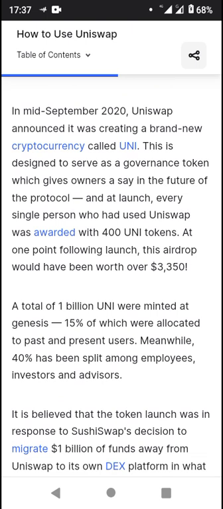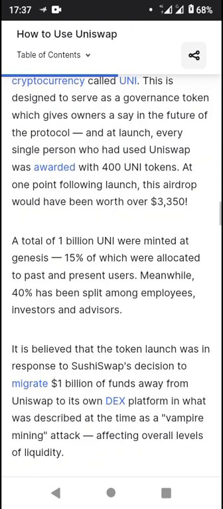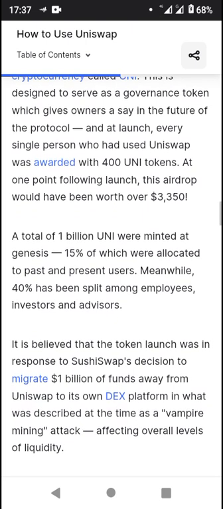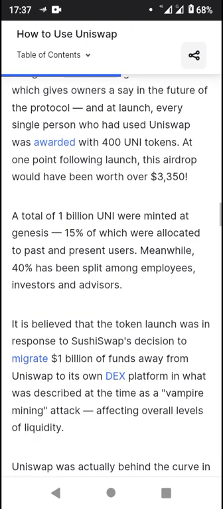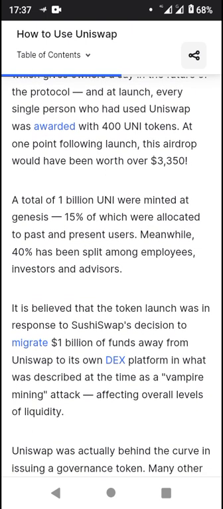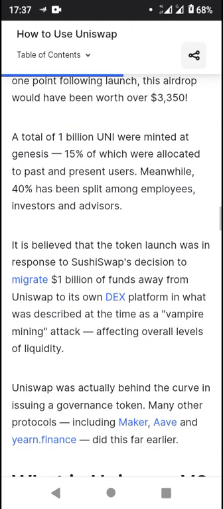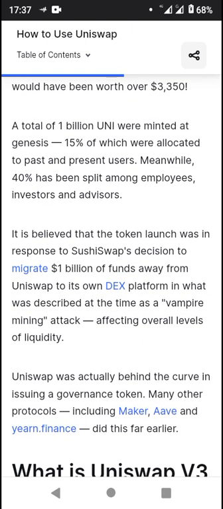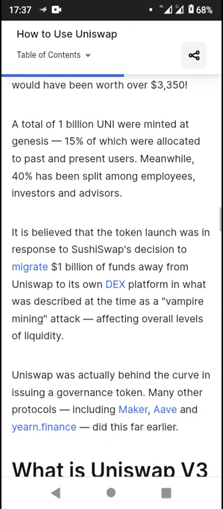At launch, every single person who had used Uniswap was awarded 400 UNI tokens at one point following launch. So this airdrop would have been worth over $3,350. A total of 1 billion UNI were minted at the genesis, 15% of which were allocated to past and present users. Meanwhile, 40% has been split among employees, investors, and advisors.